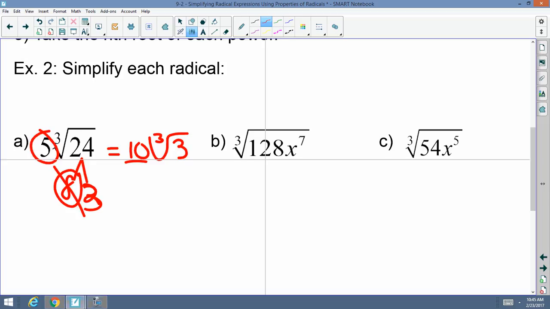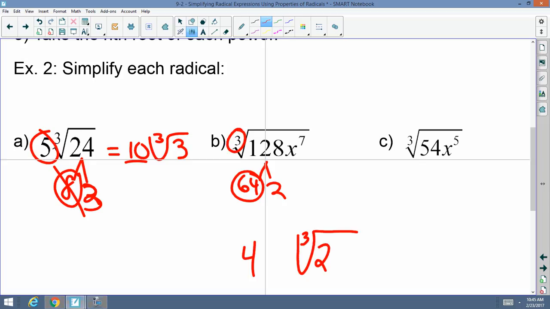With me? Thank you, kid. How about here? Cube root of 128. Does anyone know any perfect cubes that come from 128? Good. 64 times 2. What's the cube root of 64? 4. So I have 4 with a cube root of 2 left over.